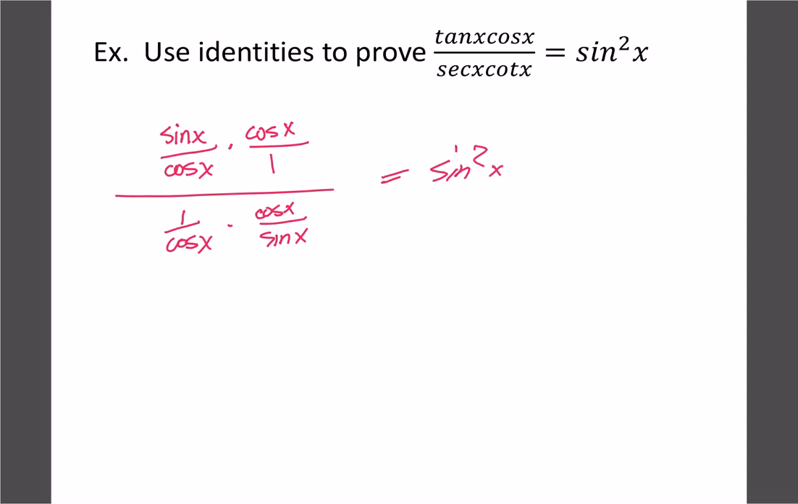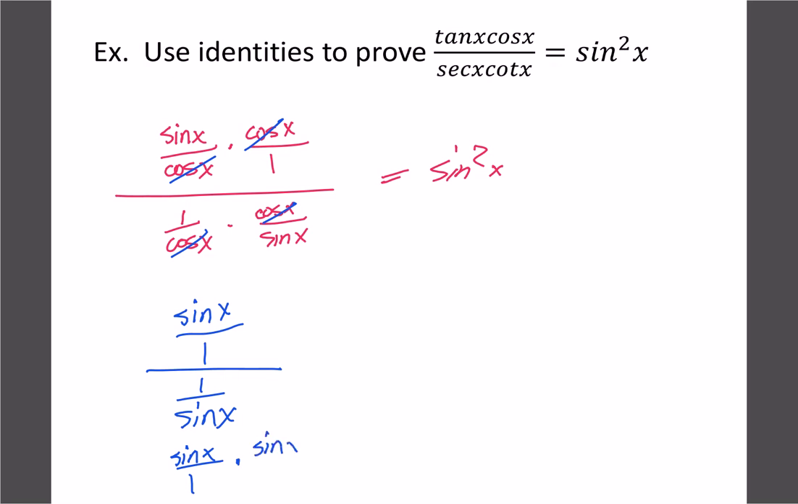So now we can see on the top, we get the cosines canceling. And on the bottom, we get the cosines canceling. So this simplifies to sine x over 1 divided by 1 over sine x. So let's multiply those out. So sine x over 1 times the reciprocal, sine x over 1. And sine x times sine x is sine x squared. We got 2 of them, so we've gone far enough. We've proved this to be true.